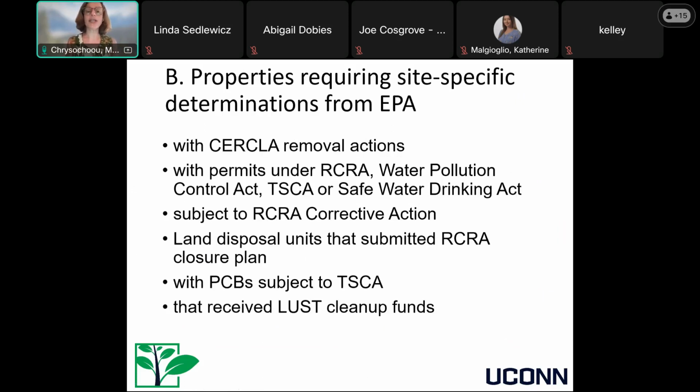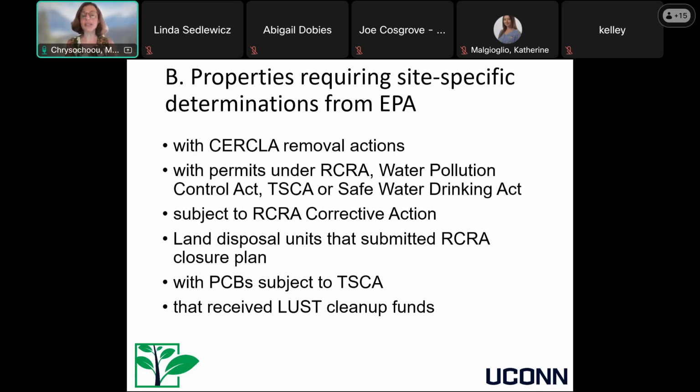If the site has a CERCLA removal action, RCRA permits, RCRA corrective actions, land disposal units, PCBs subject to TSCA, or has previously received underground storage tank cleanup funds, then your site is in limbo. Then you require what we call a property-specific determination from the EPA. In that particular case, the EPA doesn't say no upfront, but they have to go through a series of criteria to determine whether your site can still receive brownfield grants, even though it falls under one of these categories.